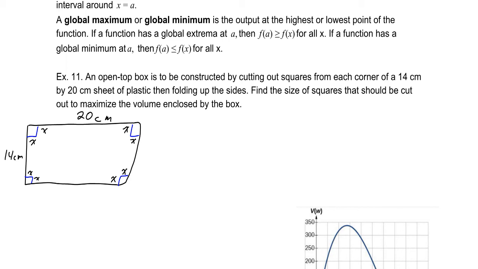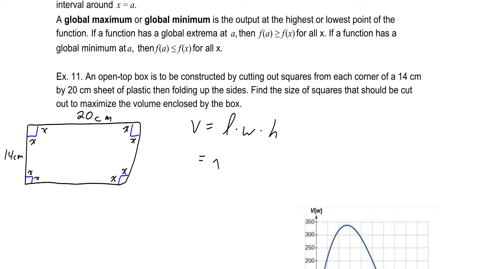Now we were actually maximizing the volume, right? So let's go ahead and write out what the volume would be for this box. Well, the height of the box is going to be x, however much we cut out, because if you imagine folding those flaps up, that's how tall the box is. This is length times width times height. Our height is going to be x.